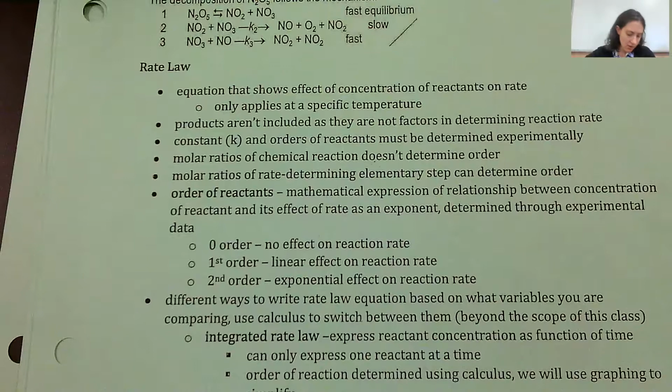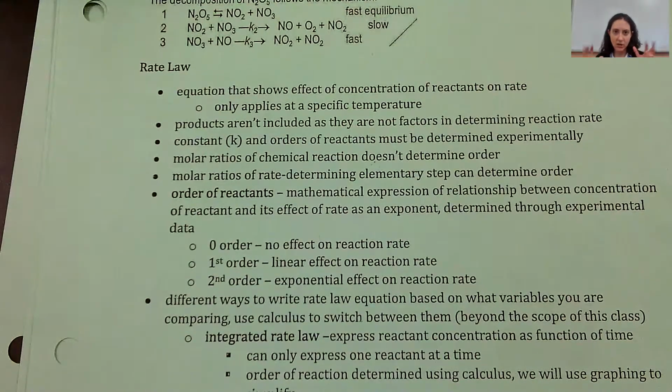Okay, rate laws. A rate law is an equation that shows the effect of the concentration of reactants on a rate at a specific temperature. So it again connects this idea of rate and concentration, time, all of that. Products are not included. There's going to be a couple of parts to a rate law. One of them is a constant, and one is the orders, orders of reactions, which we're going to go into. And they have to be determined experimentally. You cannot look at the molar ratios of a chemical reaction and be able to determine the rate law based on that. You have to have experimental data first.